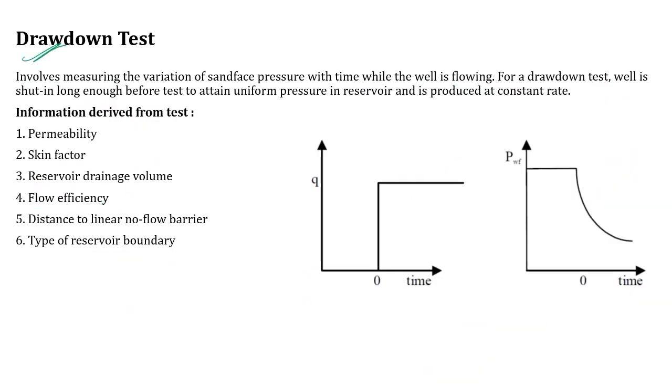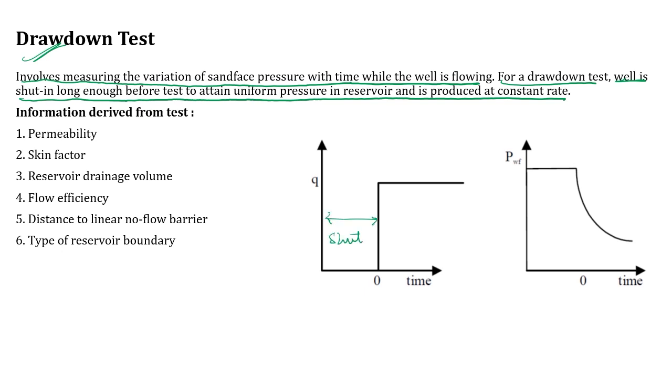Coming to the drawdown test. It involves measuring the variation of sand face pressure with time while the well is flowing. For a drawdown test, the well is shut in long enough before the test to attain uniform pressure in the reservoir, and is produced at a constant rate. You can see that prior to the drawdown test I have shut the well, so that I can attain uniform pressure in the reservoir. The corresponding pwf is this shut-in pressure. After this shut-in I will go for a drawdown, and this region is the drawdown region. I will take special attention to produce at constant Q.